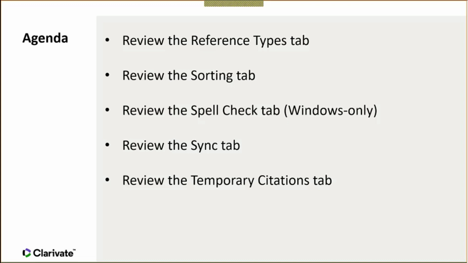We'll look at the spell check tab after that. As you can note, that's a Windows-only preference. It doesn't mean that EndNote for macOS doesn't have spell check, but on macOS, EndNote is using the spell checker that's built into the operating system. On Windows, we're still relying on technology from a company called Wintertree to provide spell check functionality in EndNote 20 for Microsoft Windows. Once we've taken a look at that, we'll look at the sync tab.